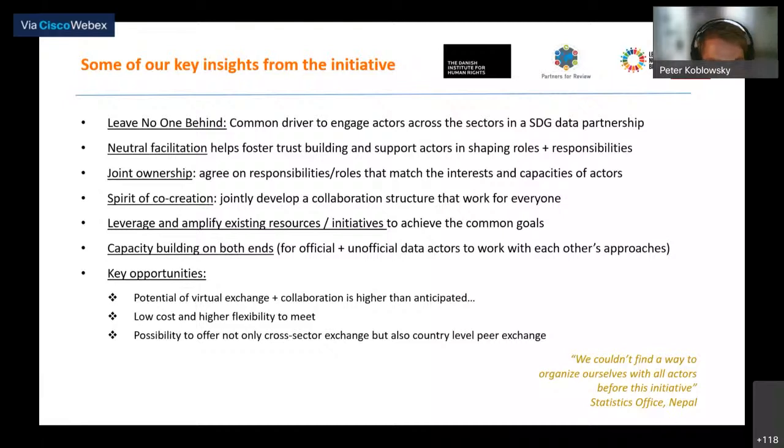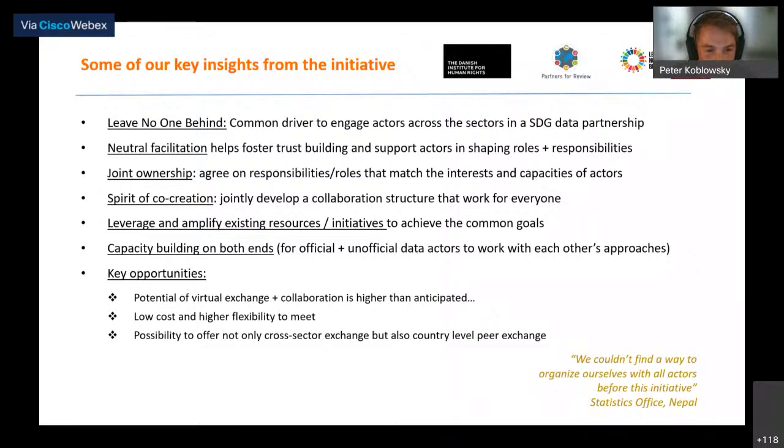And next slide, please. I think I'm running over time. I just wanted to share some of the key insights and learnings. We have seen that leave no one behind is a common driver across the sectors and across all actors to really drive such an SDG data partnership. Most actors involved in our course, which were over 60, have really appreciated the leave no one behind agenda as a common glue for setting up such a partnership. And it was also helpful to have a neutral facilitation through Partners for Review, the Danish Institute, and the International Civil Society Center.